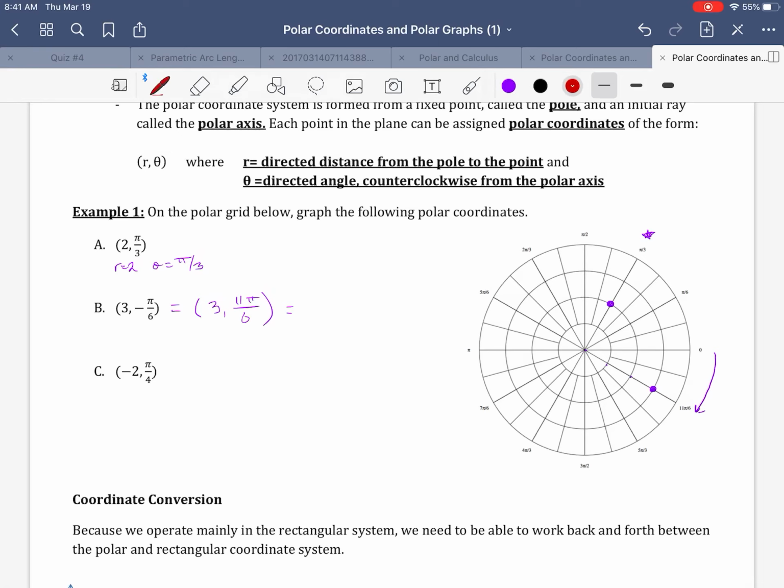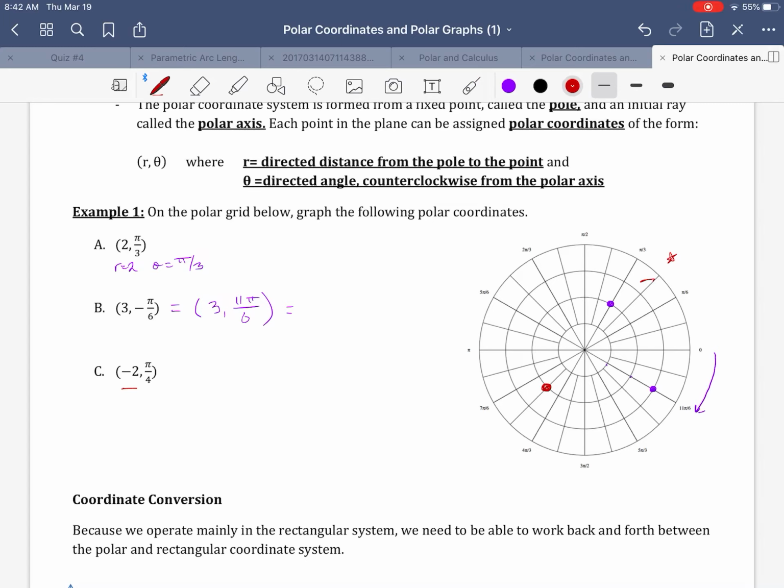So let's look at C. C says your direction is pi over 4. So if I'm facing pi over 4, it is in here. But my radius, or the distance I'm going to walk, is negative 2. So I'm facing this way, but instead I'm walking backwards. So I'm going to walk backwards 1 unit, backwards 2 units. That's where my actual point's going to be. So again, you're facing towards pi over 4, but since your radius is negative, you're actually moving backwards 2 units away from where you're facing.